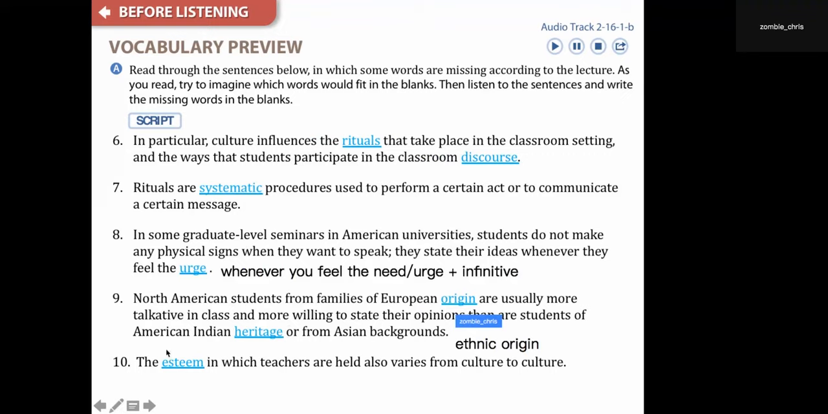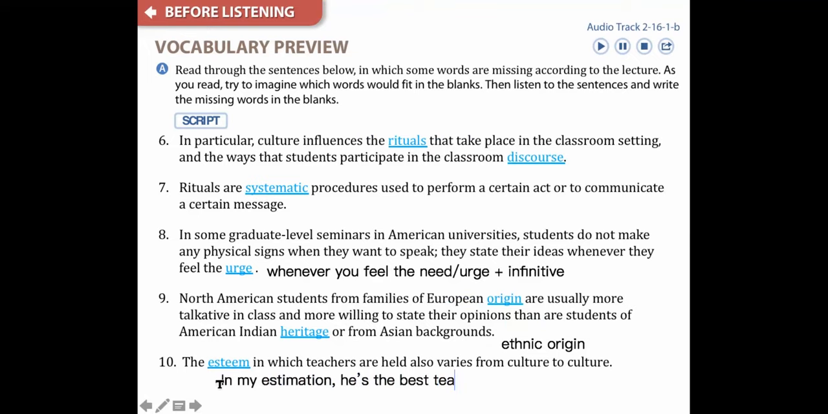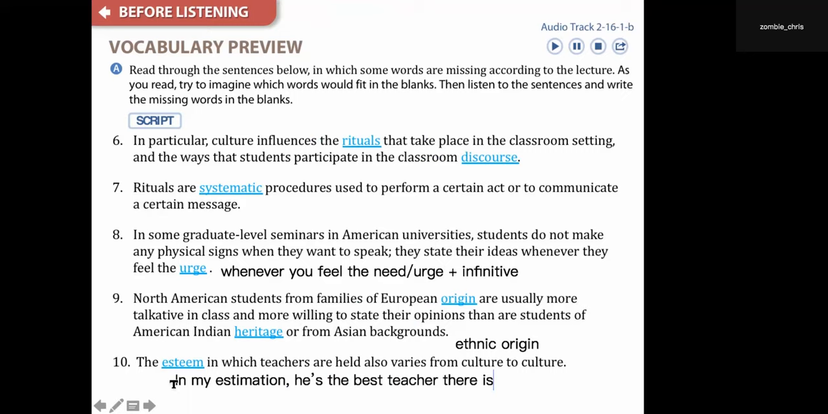And the esteem, this esteem comes from the word estimation. Which is just really an old-fashioned way of saying, in my opinion. In my estimation, he's the best teacher there is. He's held in, and we hold people in high esteem. So esteem and held or hold co-locate together. We don't say he's in high esteem. He's held in high esteem.